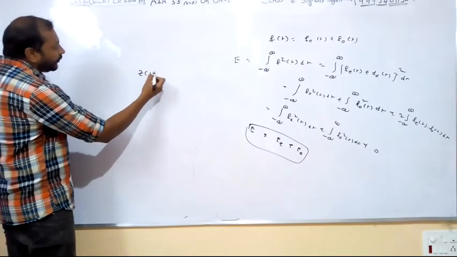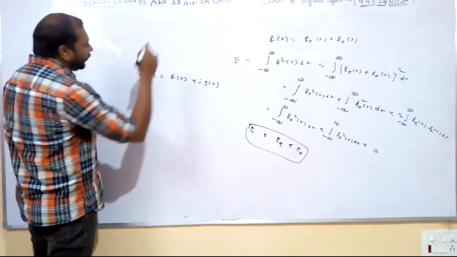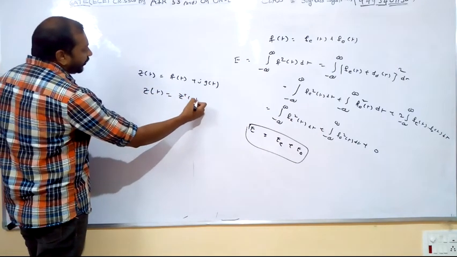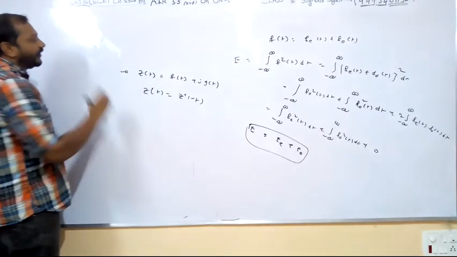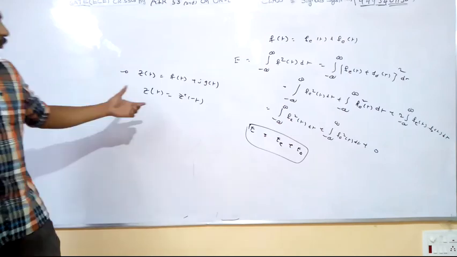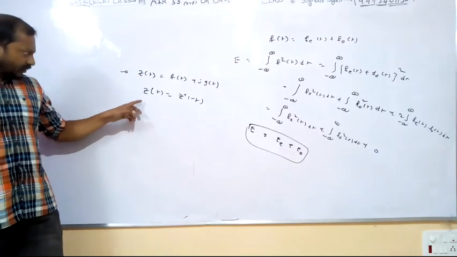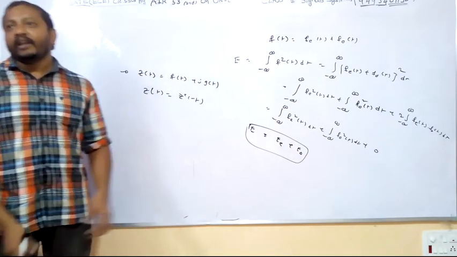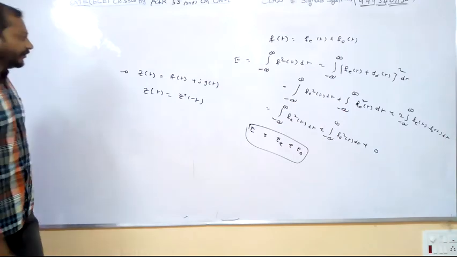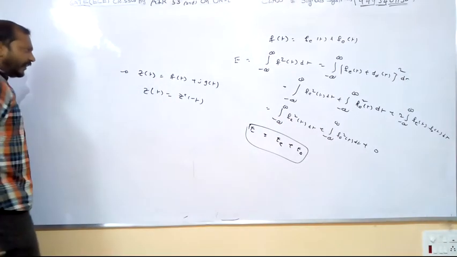Suppose the signal z of t is a complex valued signal which satisfies the conjugate symmetry property. z of t is given by f of t plus g of t, and it satisfies the conjugate symmetry property, that is, z of t is equal to z star of minus t. Then if they ask what is the energy of the even component of this signal, what is the energy of the even part of this signal?